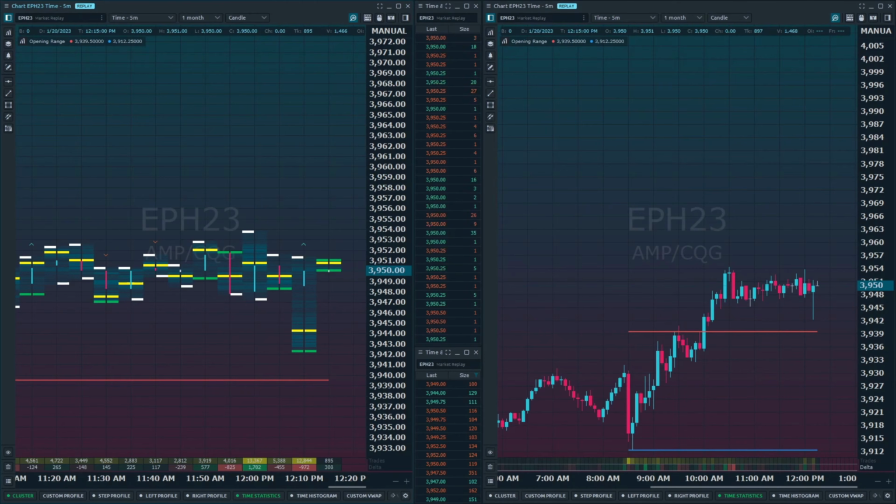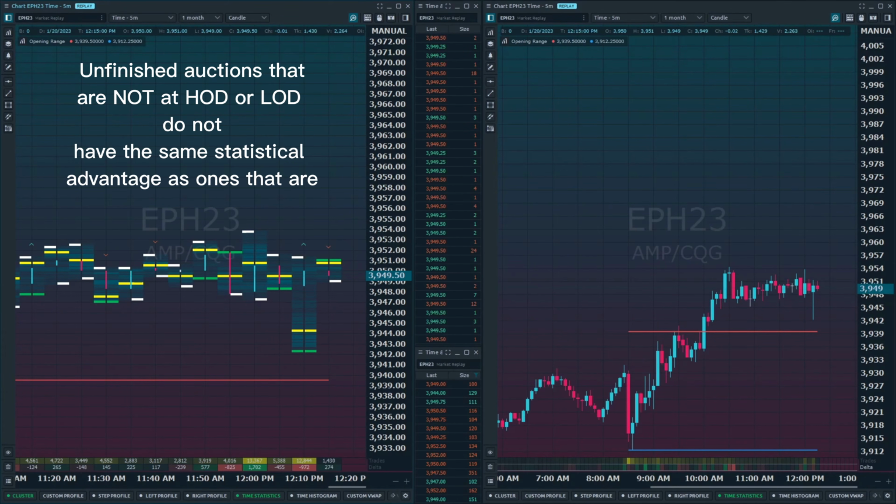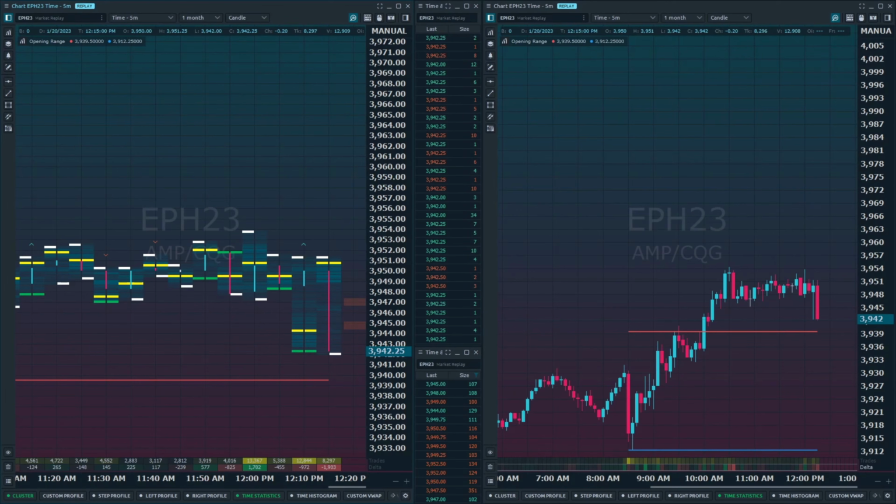I would also like to add that because this is not going to be the low of day when we go test initial balance high, the finished auction statistic is not weighted as heavily. If it is high of day or low of day, an unfinished auction will most likely get filled the same day. Since this is not low of day or high of day right here that we're testing at initial balance high in this moment, we can't necessarily use that statistic to our advantage.